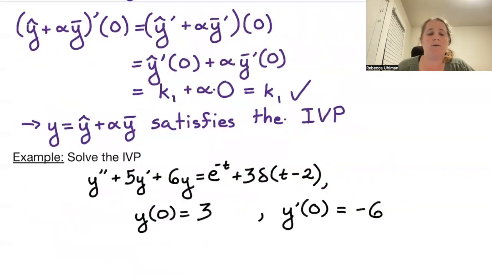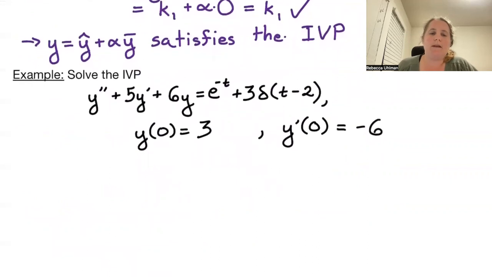So let's go ahead and do a quick example. Let's take the IVP y'' + 5y' + 6y = e^(−t) + 3δ(t − 2), with initial conditions y(0) = 3 and y'(0) = −6. Now, if you wanted, you could just take the Laplace transform of the entire equation and solve that way. Or we can use one of our other techniques. So let's go ahead and split into two IVPs.